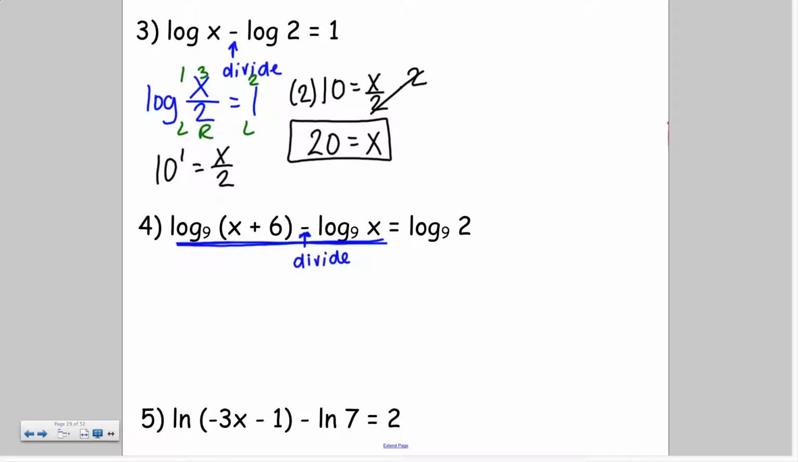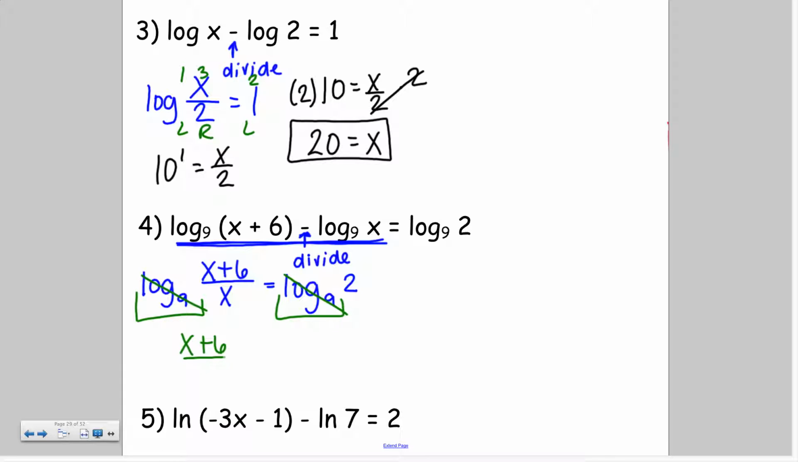All right? So we have the log base 9 of x plus 6 over x. And it's going to be equal to the log base 9 of 2. All right. Go back to the rule for when we have a log on each side. If it's the same log base, we can cancel it out, and they're both log base 9. So we're left with x plus 6 over x is equal to 2.